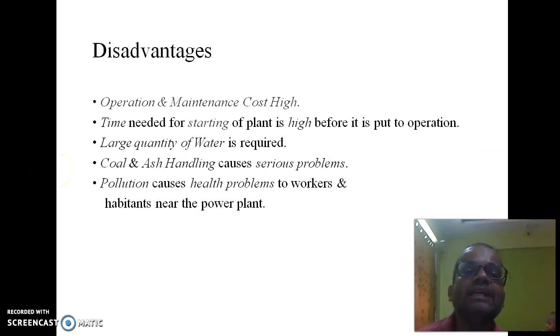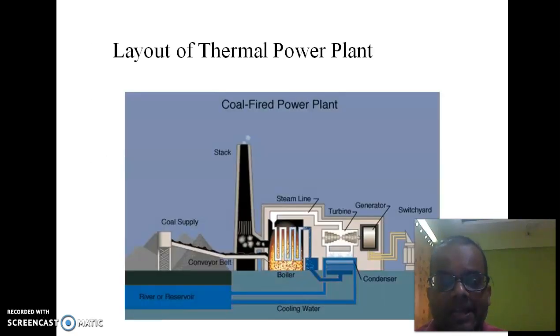What are the disadvantages? The operation and maintenance cost is high. The time needed for starting the plant is high, because the boiler needs time to start. A large quantity of water is required in the working of the boiler. Then there is coal and ash handling. A lot of coal and ash is generated, and the ash creates a health problem for the workers and inhabitants near the power plant. So this is the working, and this is the coal fired power plant.